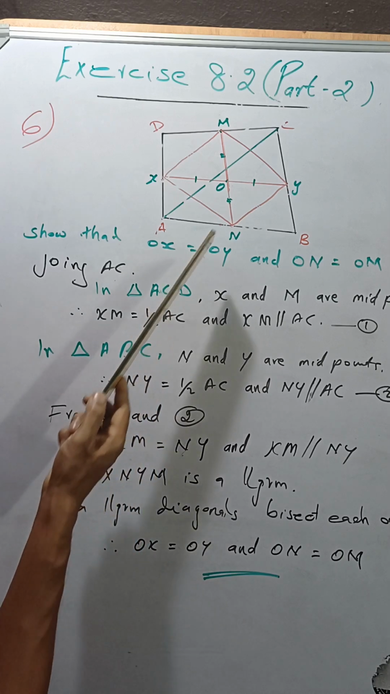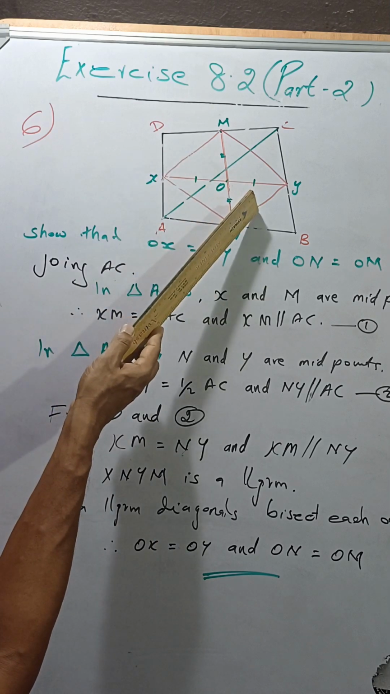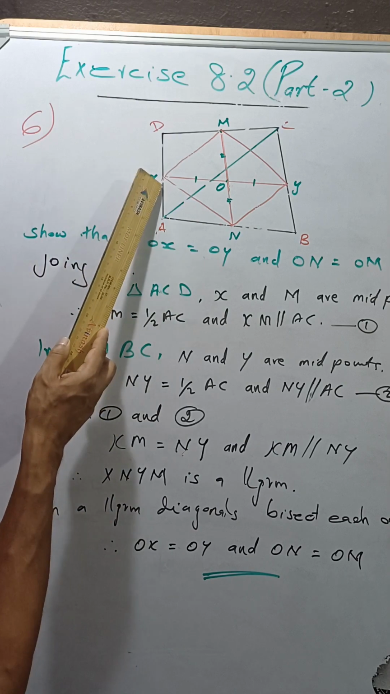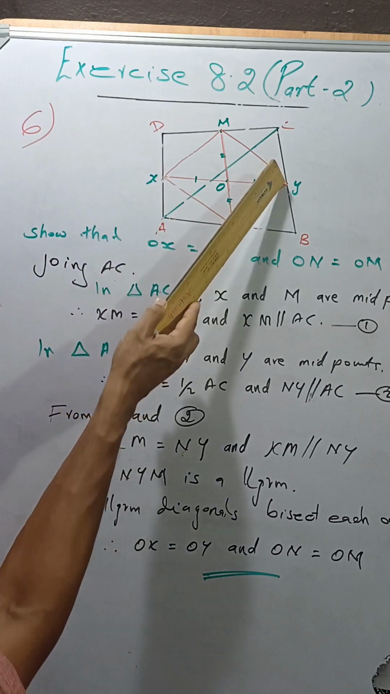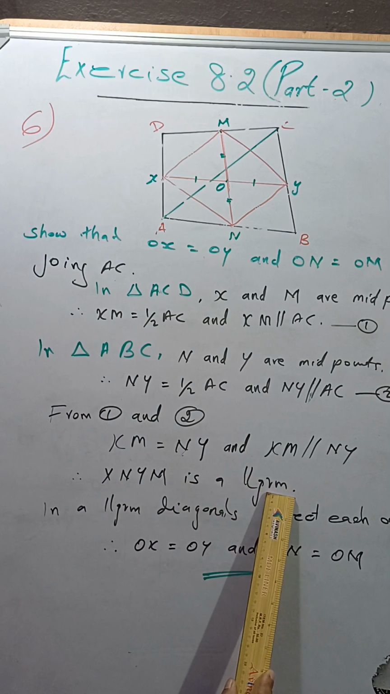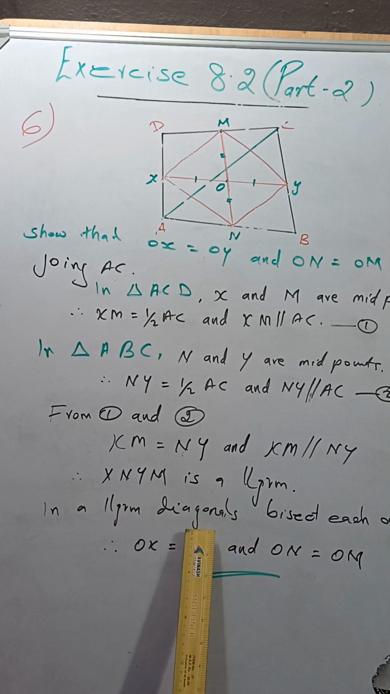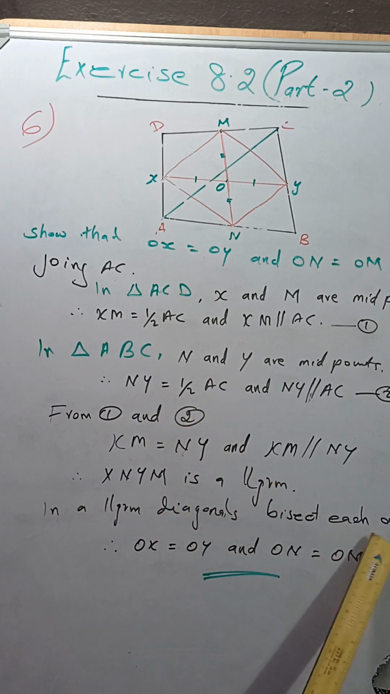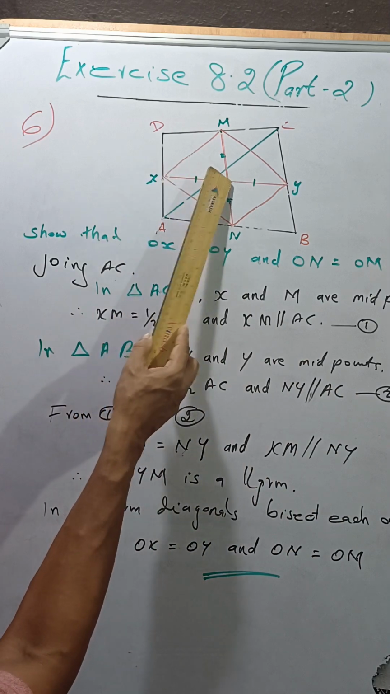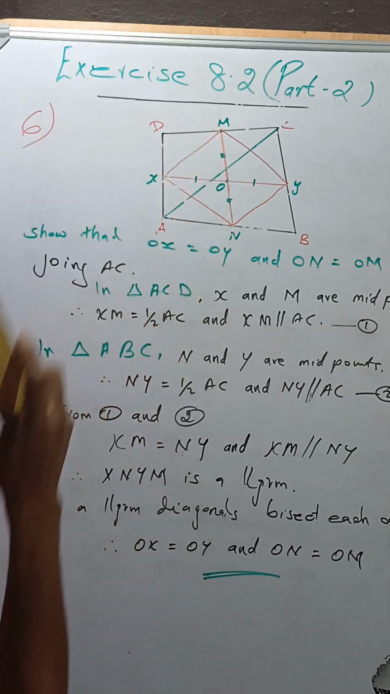In a quadrilateral, if one pair of opposite sides are parallel and equal, we can say this quadrilateral is a parallelogram. Now we have got that XNYM is a parallelogram. In a parallelogram, we know that diagonals bisect each other, which means OX and OY are equal as well as ON and OM are equal.